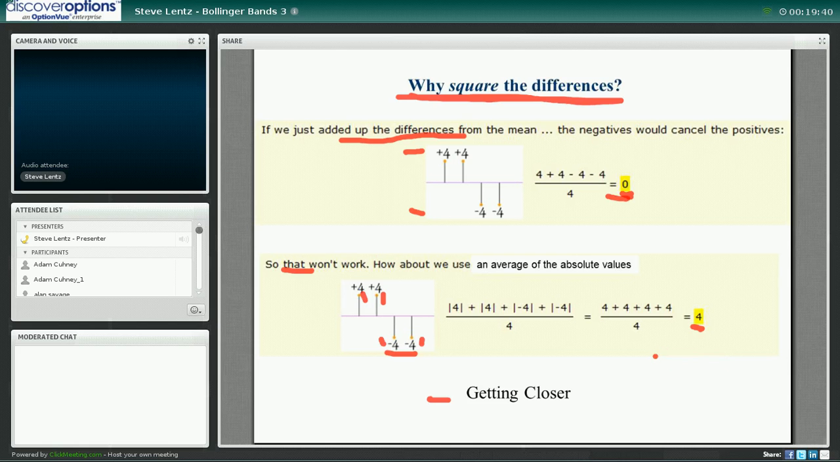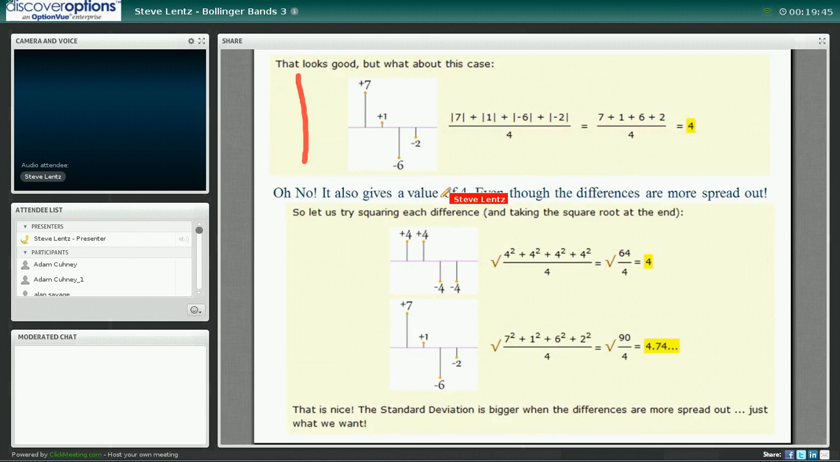Okay, well, that's fine, except what if you have something like this up here? See that? What if we had that? If we just simply took an average of the differences, we're going to end up with 4. But look, these are really wide apart. There's a big variance here. We can't just add these up. 7 plus 1 plus -6 plus -2, well, that would give us 0. No, instead we have to walk through this process of doing the square and square root thing.